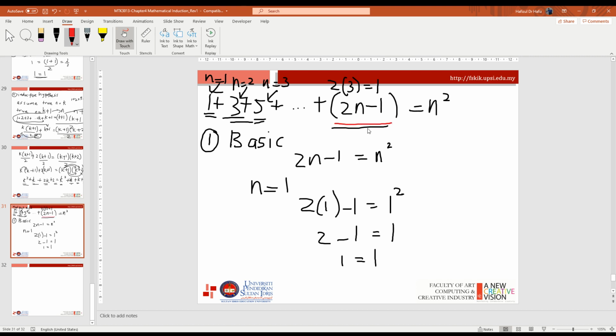Term yang kita dah belajar last week. Bukan chapter berapa, 2 chapter sebelum ni lah. Kita dah buat term yang kita dah belajar sebelum ni, 2n minus 1 is the terms, formula term yang kita dah buat pattern is equivalent to n power of 2 lah. Dapat ke? Siapa yang tanya tu? Boleh ke?